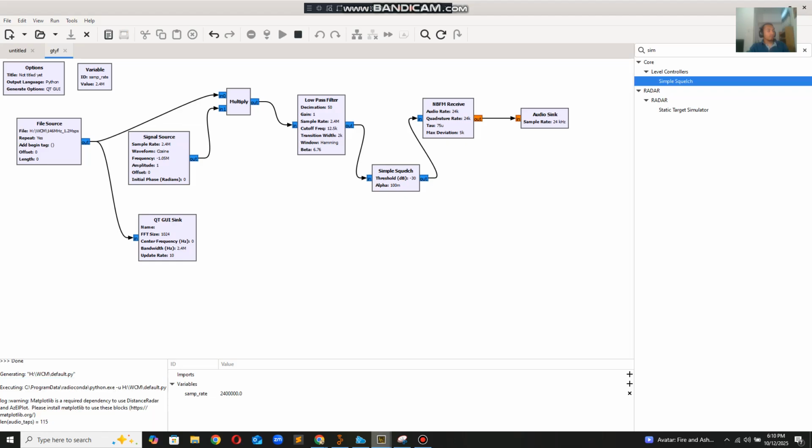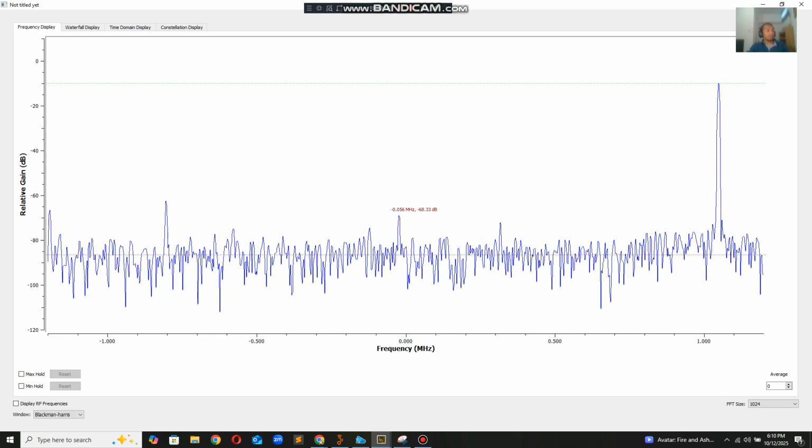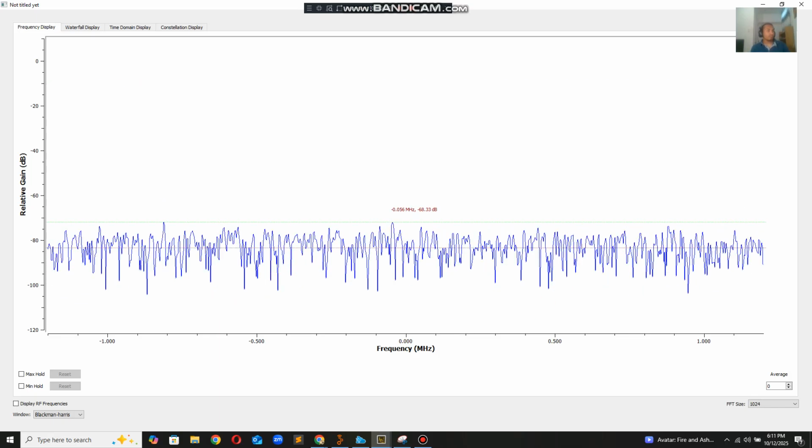Good job. You successfully recovered the audio. So here you can Now make sure there is no static or noise in the signal.